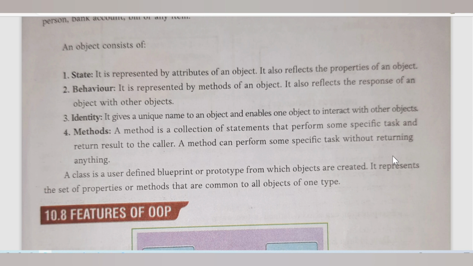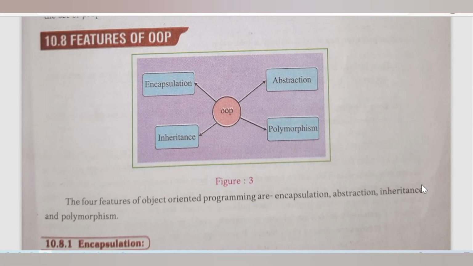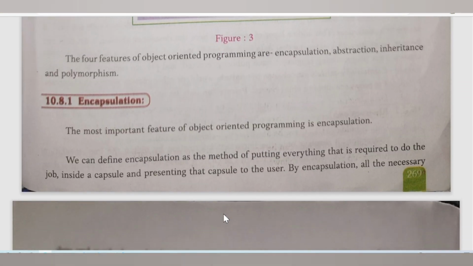and the object consists of state, behavior, identity and method, and we declare the object inside a class, and all the common objects will have similar type of properties. For example, the features of object oriented programming are encapsulation, abstraction, inheritance and polymorphism. These are the features of OOP.